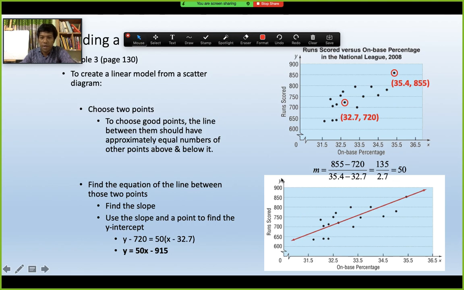So this is how we can actually find the model. So which one is the linear model? This one is the linear model. This answer is the linear model. The task is not too hard, by the way. Just choose 2 points through the middle, and then use those 2 points to find the equation of the line. That's the task. Basically, that's the task.